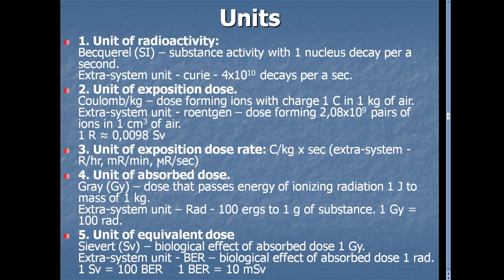The absorbed dose is the amount of ionizing radiation energy transferred to the substance. The international system units of absorbed dose are gray. The off-system unit of absorbed dose is rad. 1 gray equals 100 rad. However, historically, the first empirically proposed dose characterizing only X-ray and gamma radiation was the exposition dose.